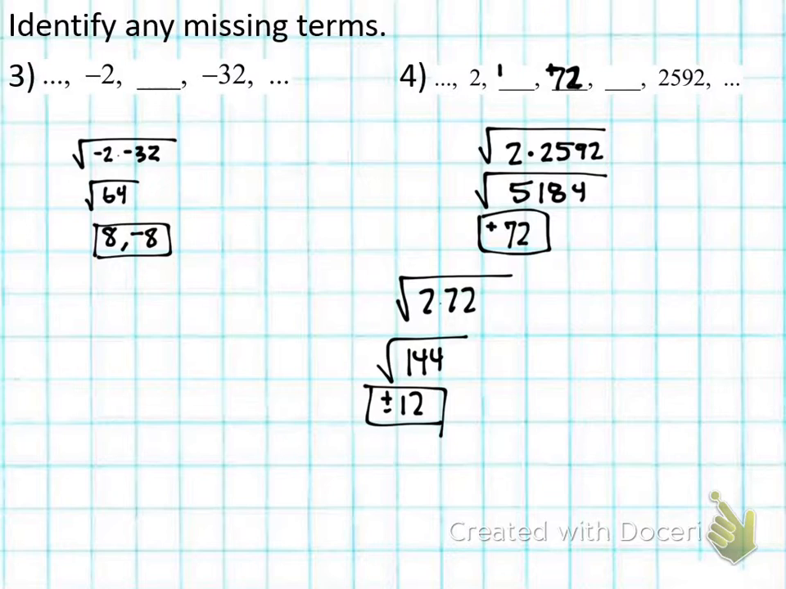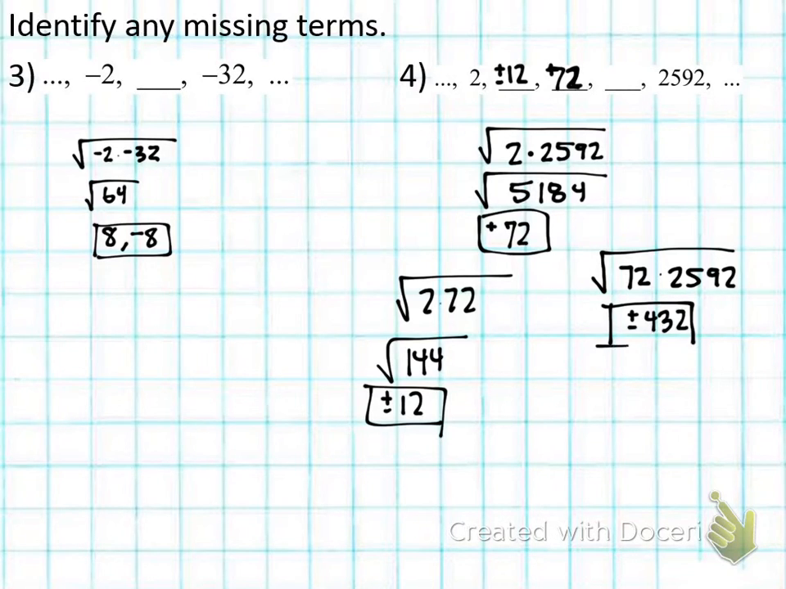Now, how do we find this last one? We just multiply 72 times 2592, take a square root, right? And you're like, oh, that's so hard. You guys have calculators, right? Just use a calculator. So you need to start using your calculator to solve these big problems, okay? So when we do that, the square root of that will be positive and negative 432, okay? I just did it at one fell swoop, right? That's it. Does that make sense, everyone?